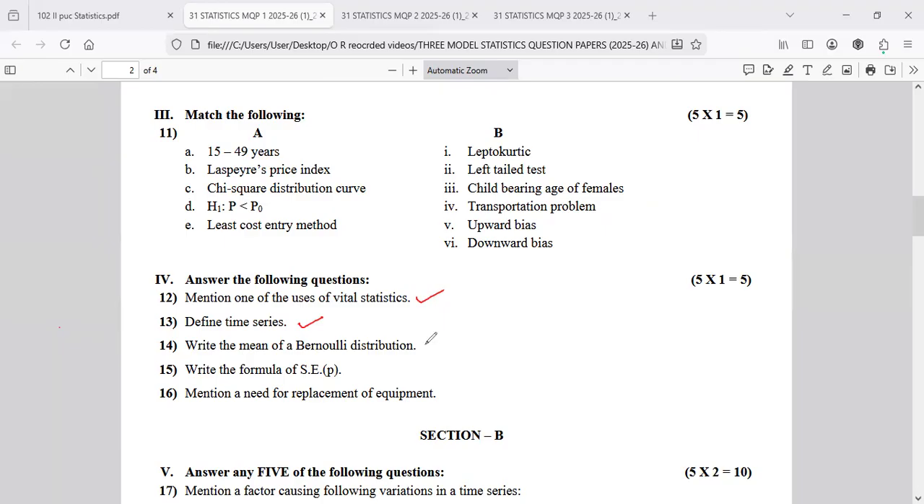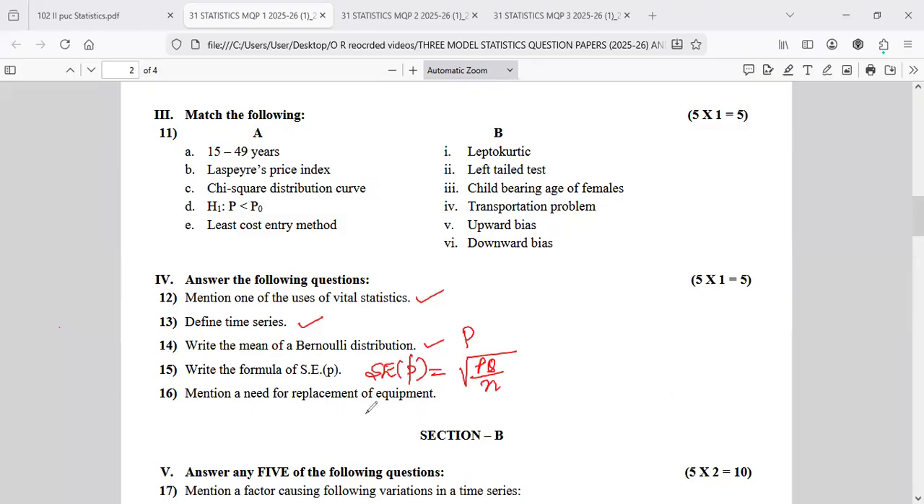Okay, write the mean of Bernoulli distribution. Mean of Bernoulli distribution is P. Write the formula for standard error of small p. So this formula, standard error of small p is equal to square root of PQ by N. Correct? Okay.